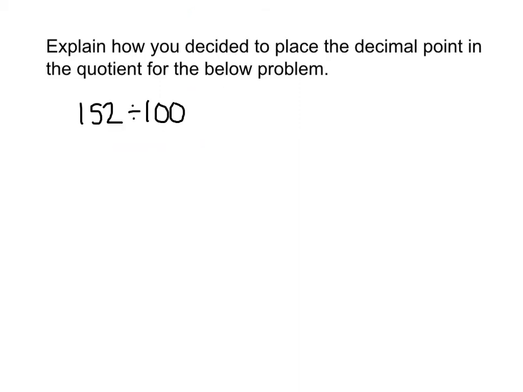A lot of times you're going to be asked to describe how you got an answer, what process you used, and that's sometimes tricky to put into words. So I want to try to help you out with that here. This is a typical question that might be on your homework. Explain how you decided to place the decimal point in the quotient. For the below problem, I have 152 divided by 100. So we need to go back to our first lesson, and we need to visualize the place value chart. So I'm going to start my explanation with that.